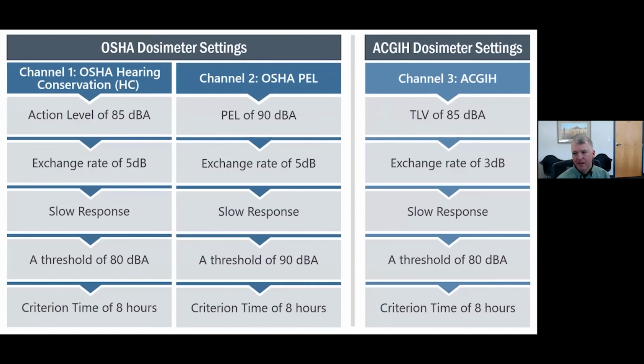So if you have a noise dosimeter that has dose for this setting, when you see 100% dose, that means 100% is 85. So that's the difference here, where 90 is the criterion from OSHA. But here's the biggie right here. It's an exchange rate of 3 decibels, and that has a tremendous impact on what the results are when you get them off a dosimeter.